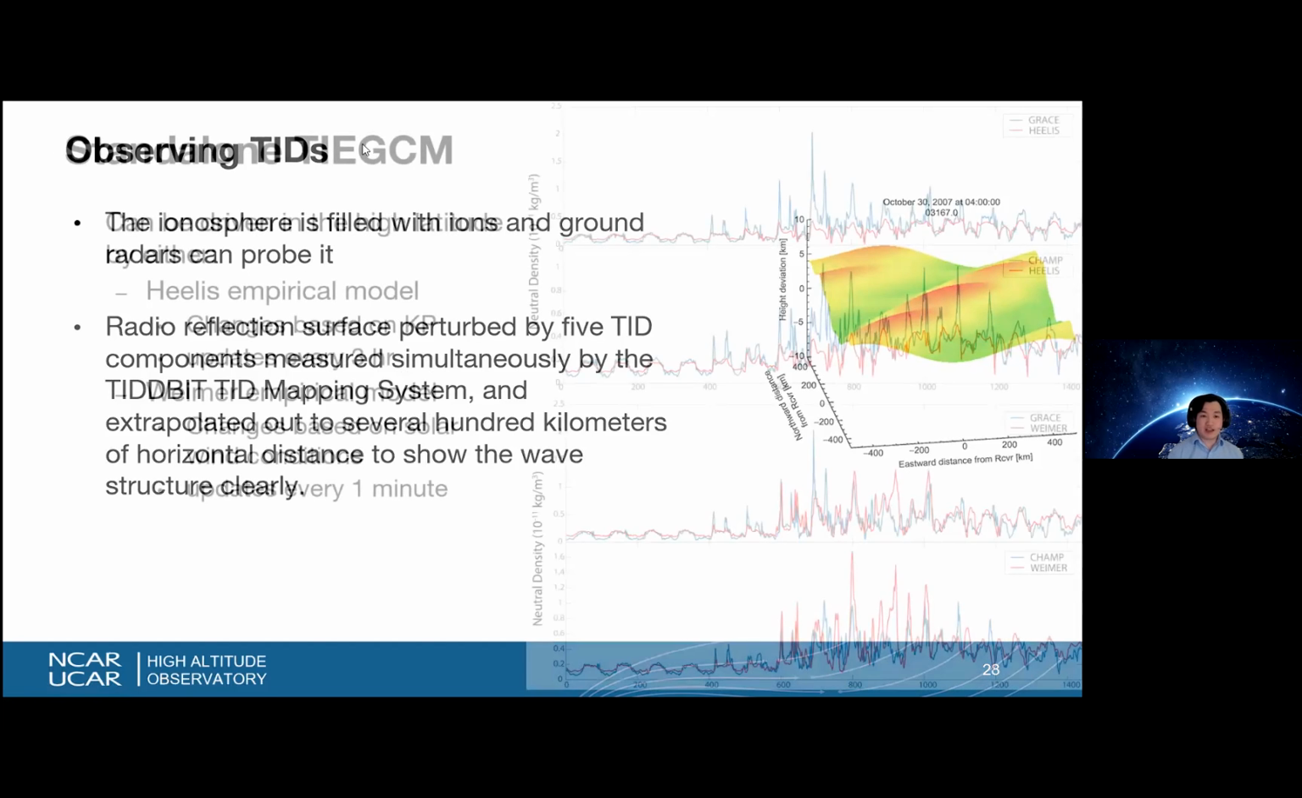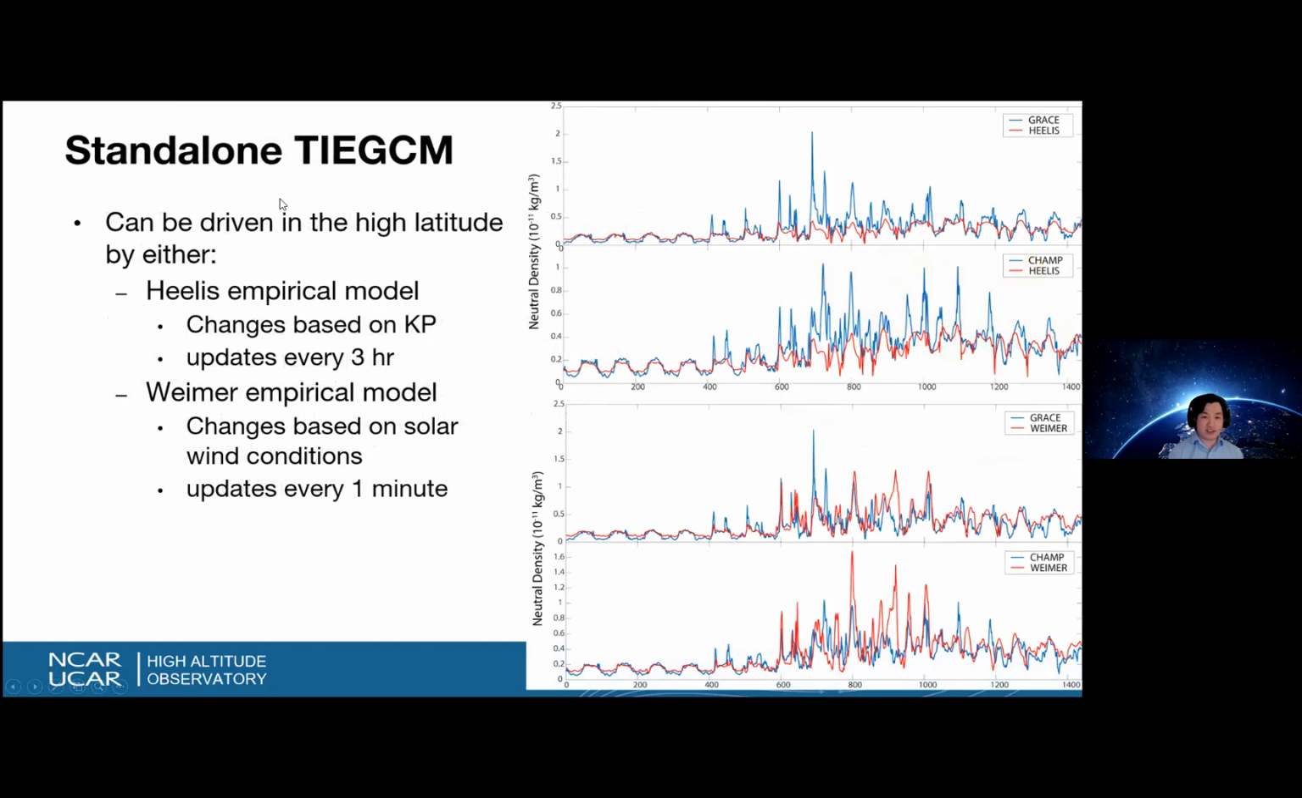All right, so in standalone TIGCM at high latitude, I've been showing the coupled model that couples everything together, but each of these models can be run separately and independently. TIGCM by itself can be driven at high latitude by either the Heelis empirical model, which changes every 3 hours, or the Weimer empirical model, which changes every minute. This changes based on the solar wind condition. Heelis is based on an index called Kp, and that changes every 3 hours. The Heelis is at the top here. You can see it does a terrible job. It's very smooth and it misses everything.